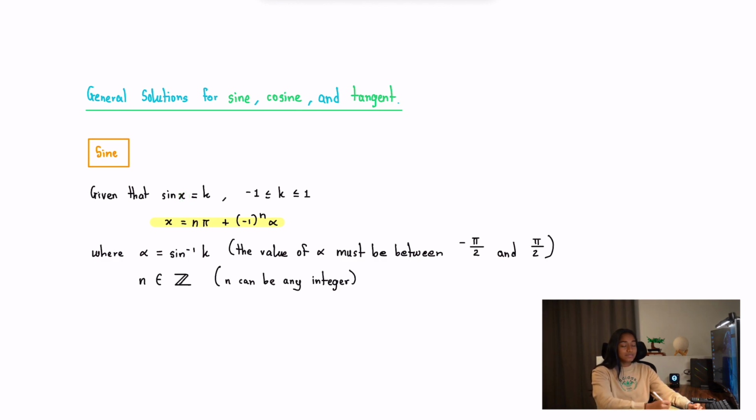When k is between -1 and 1, x is equal to n pi plus (-1)^n alpha. So we actually just need to find the value of alpha, and alpha is the inverse of sine k. Okay? And then we substitute it into this, which is the general solution. Okay, so x, that's the value. So the value of alpha must be between -pi/2 and pi/2, and then n can be any integer, and then we will be able to get our general solution of the equation.